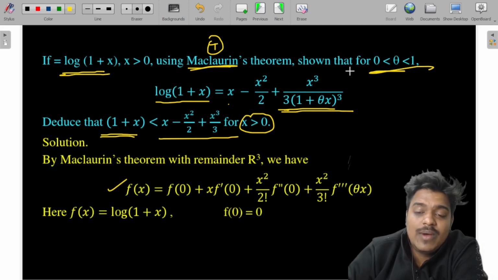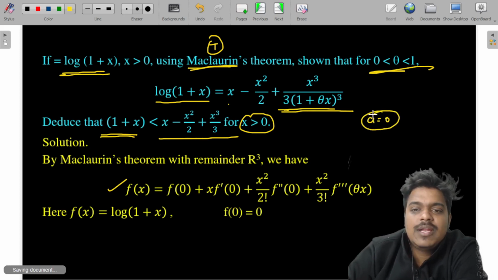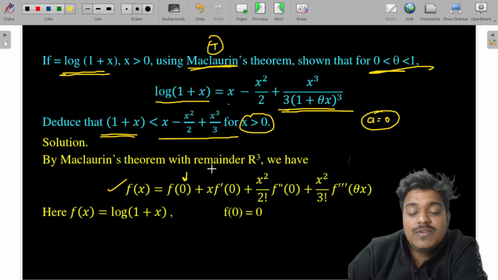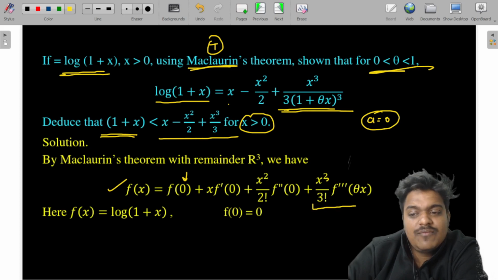Now, I told you, when a is equal to 0, the Taylor theorem goes to the Maclaurin theorem, that's it. So we are putting a is equal to 0 only, because we need to calculate that only. So f of x is f of 0 plus x into f dash 0 plus x square by 2 factorial into f double dash 0 plus x cube by 3 factorial into f triple dash theta x. Okay, so you solve this question.